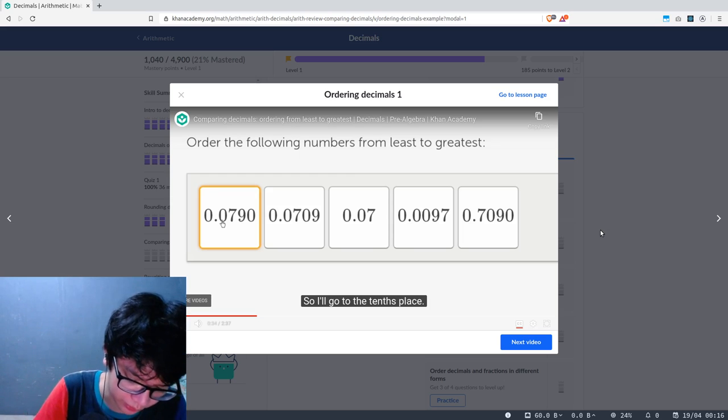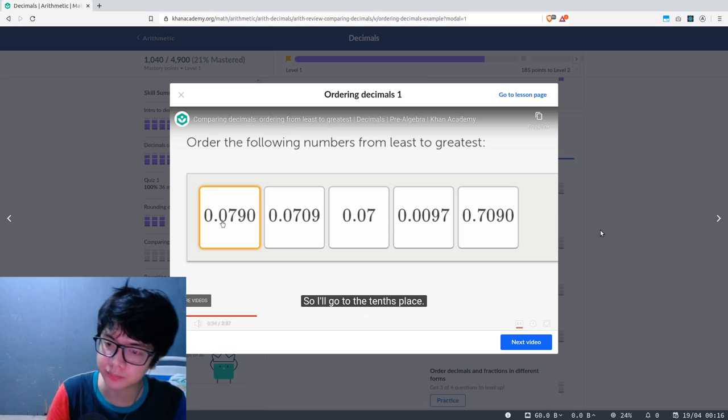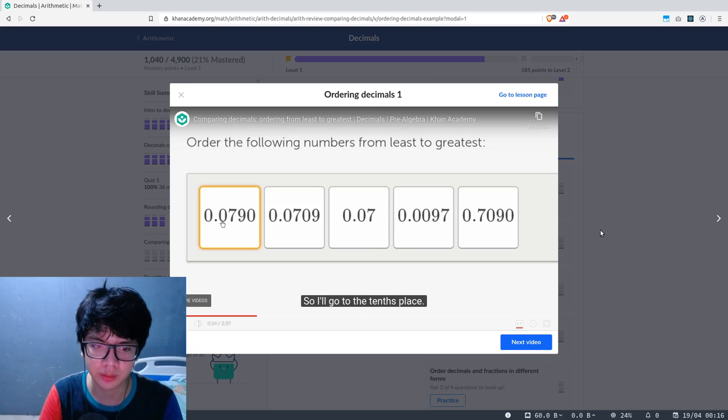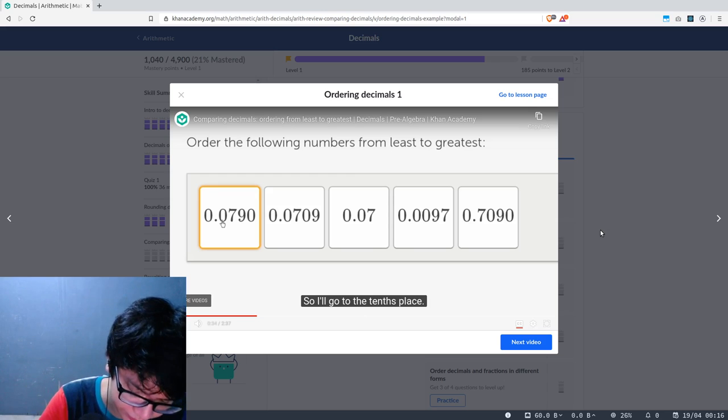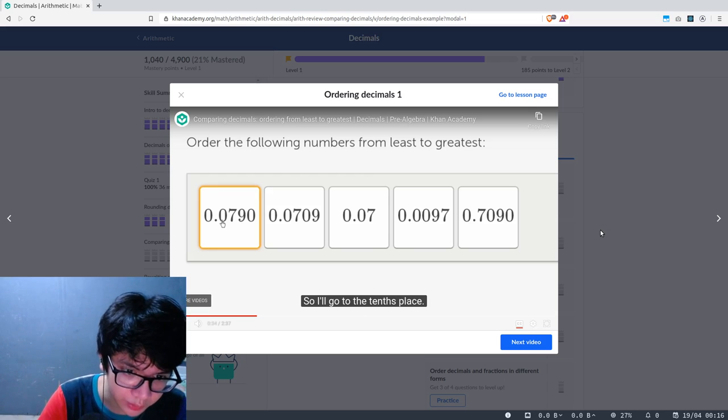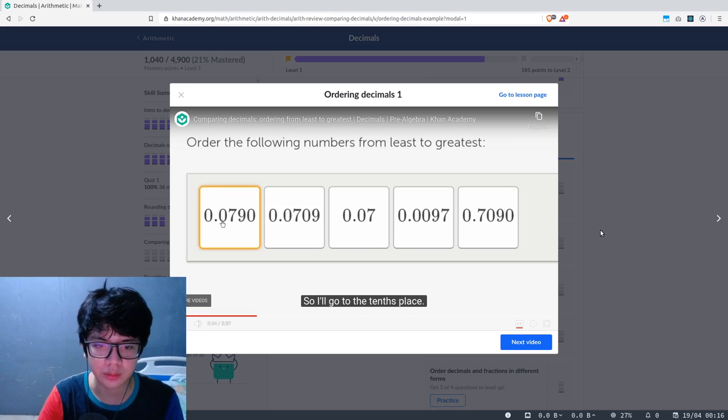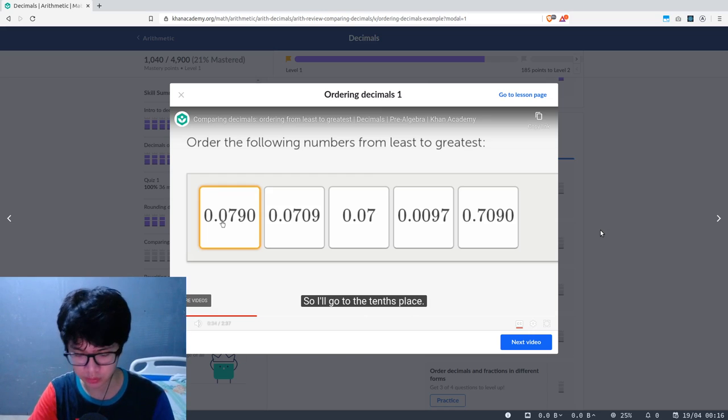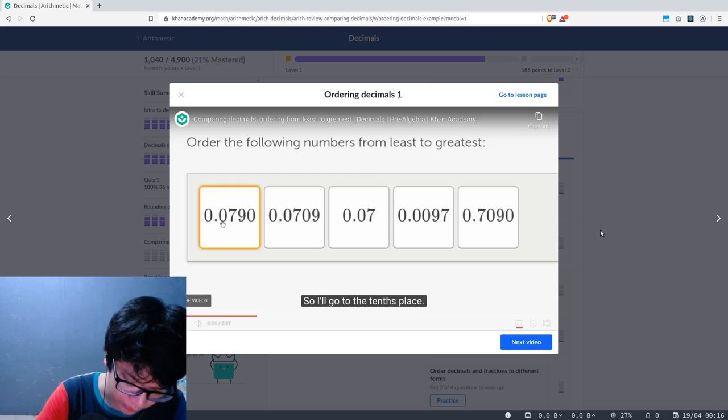You know what? I could just do it on which is greatest first, and then I could just reverse it. First, tenth place, we have 7, 9, 7. Then 0.07, and then 0.0097.